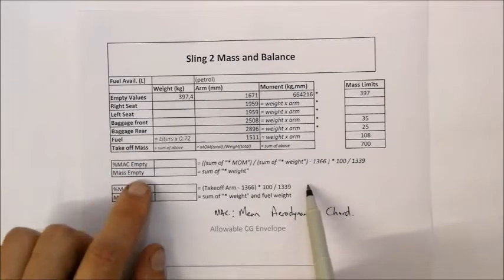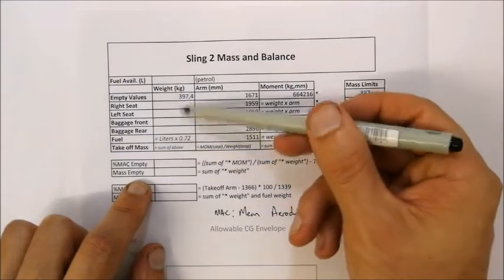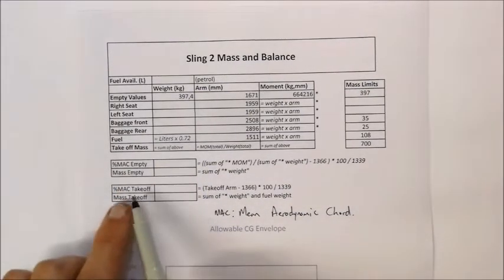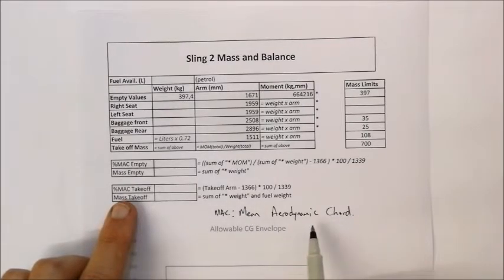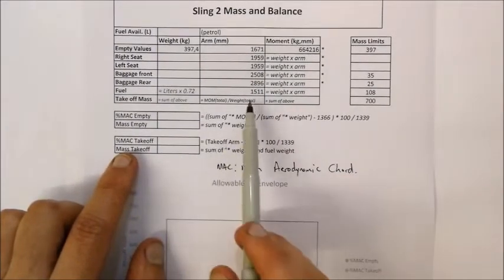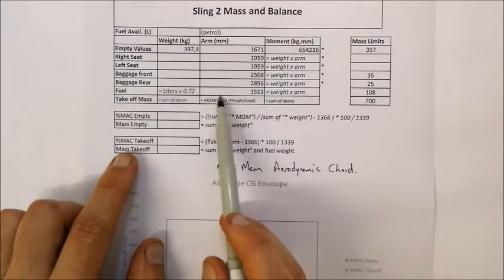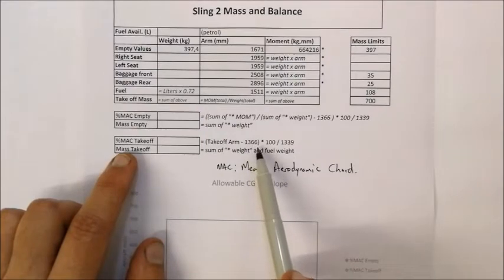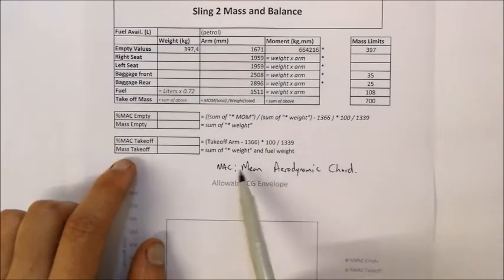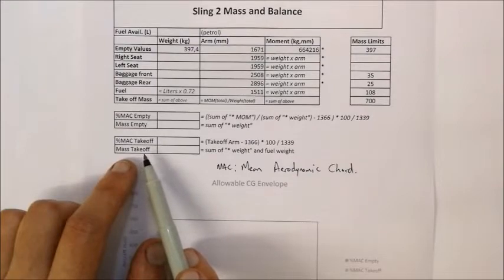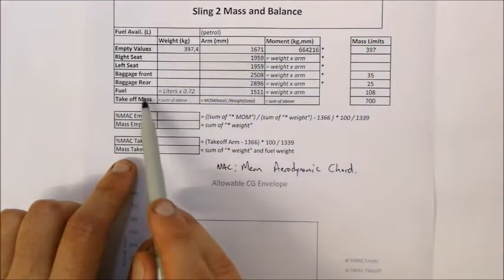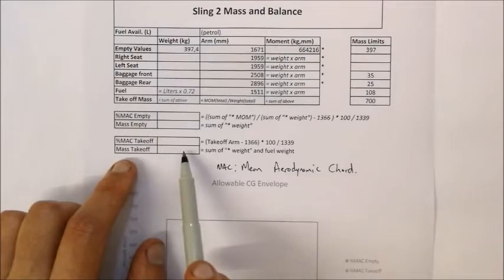Okay, and then the mass of it being empty is, again, we're just adding up all these values except for the values of the fuel, and we'll place the value over there. The percentage Mach, and again Mach is mean aerodynamic chord. So the percentage Mach at takeoff is going to be your takeoff arm, which will be this value over here that we've calculated, minus 1366, and then we're going to take that answer, multiply it by 100 and divide by 1339. Again, the mass takeoff is going to be essentially all these weights that we've calculated over here, and it's going to be the takeoff mass that we've already calculated, which will be entered over there.